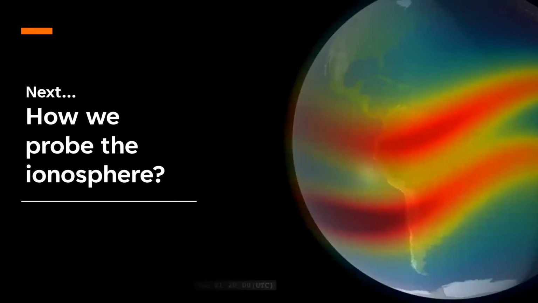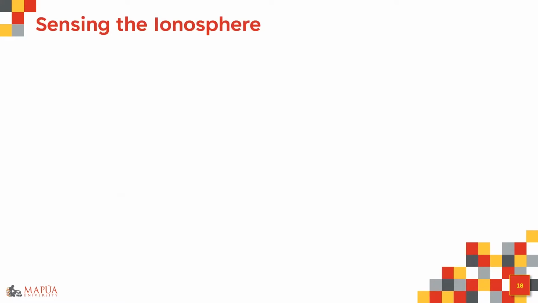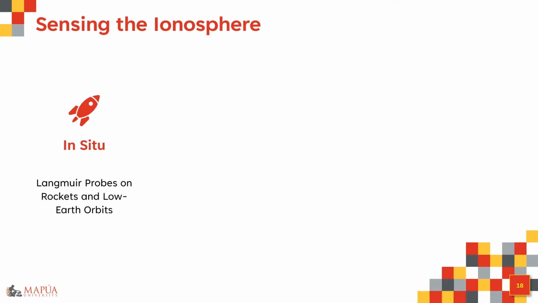So how do we probe the ionosphere? When we sense the ionosphere, we can sense it two ways. You can sense it by actually measuring it. We call that in situ, which means in situation. Usually we use Langmuir probes on sounding rockets and low Earth orbits. This is the most exact way to determine the electron density because you're measuring the electron density directly.